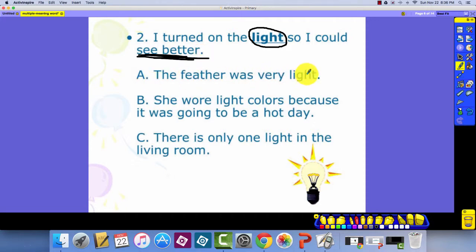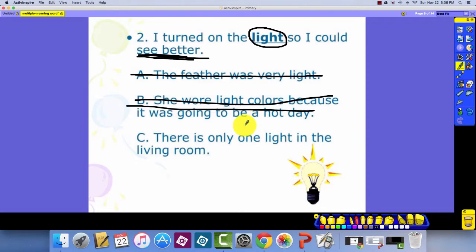So the feather was very light. Well, in this case, they're talking about light as a weight. So this isn't the correct answer, okay? She's not talking about the weight of something, if something's heavy or light, okay? She wore light colors because it was going to be a hot day. She doesn't mention anything about going outside and it being hot and her wearing a light green shirt or anything like that. So it can't be that choice.